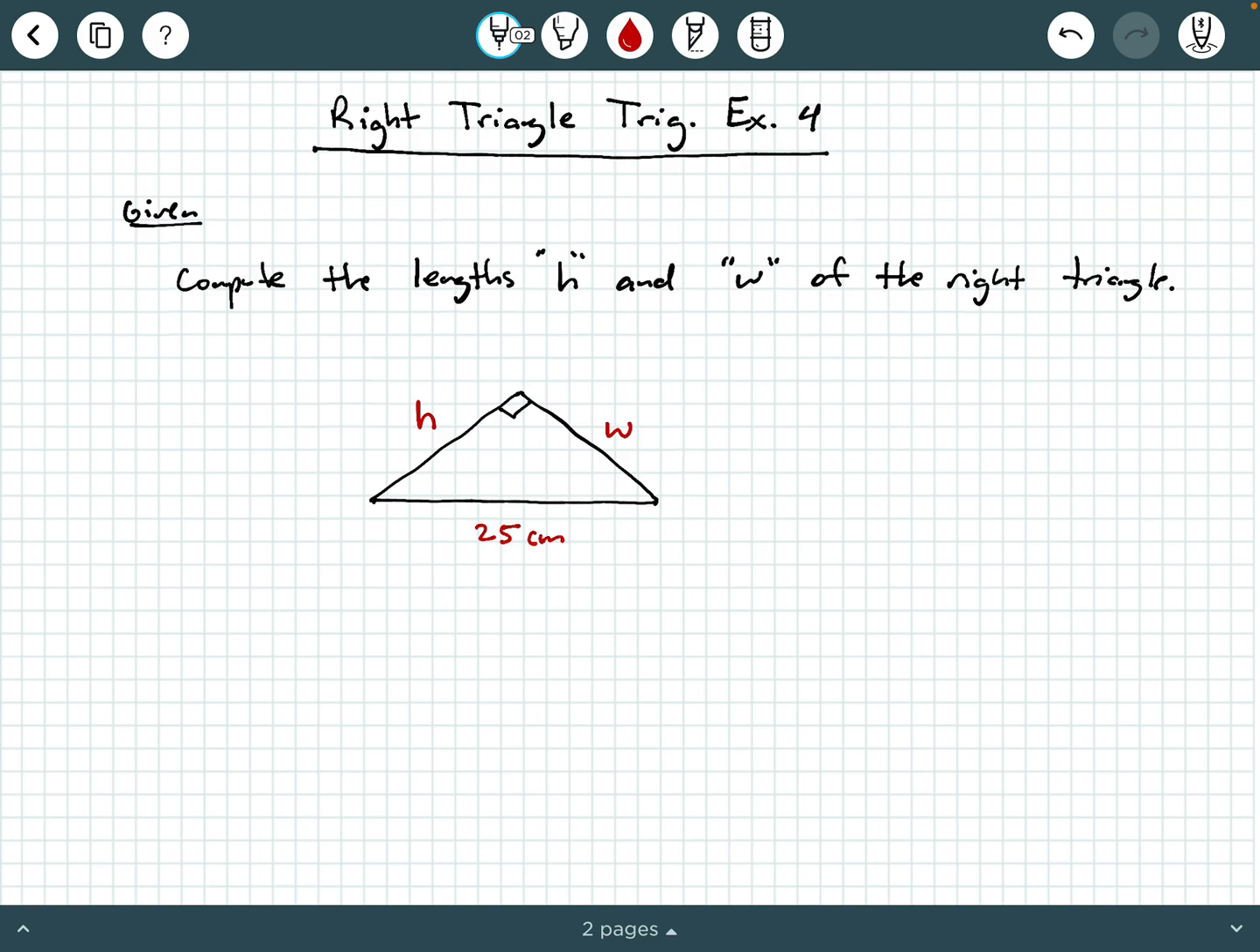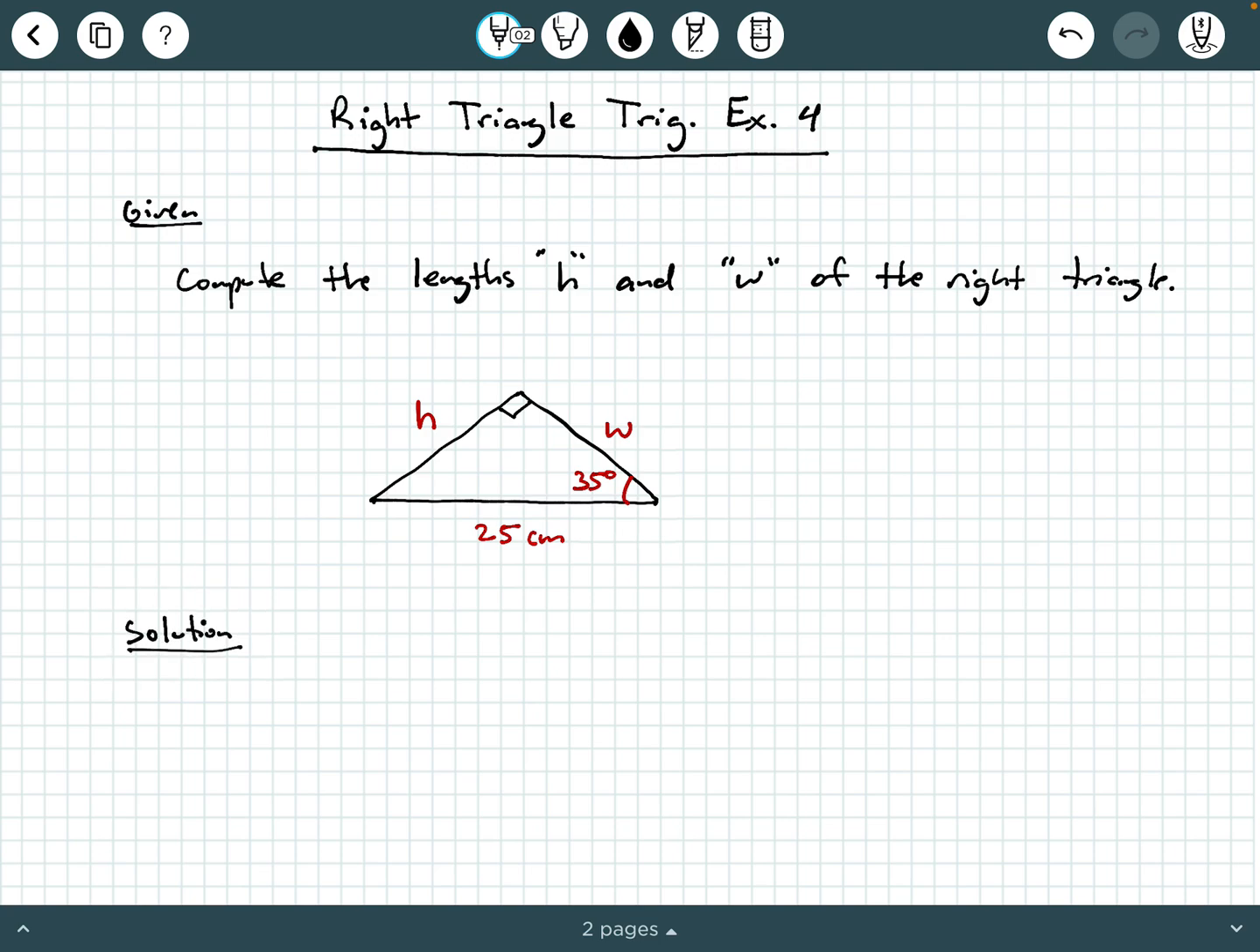So again, it's still a right triangle. Notice that you have a right angle inside of it. It's just rotated or oriented a little bit different than what we've seen in some of the other videos. You are also given one interior angle here of 35 degrees, okay? And so again, we're wanting to compute the lengths h and w for this right triangle. So let's go ahead and get started by writing solution.